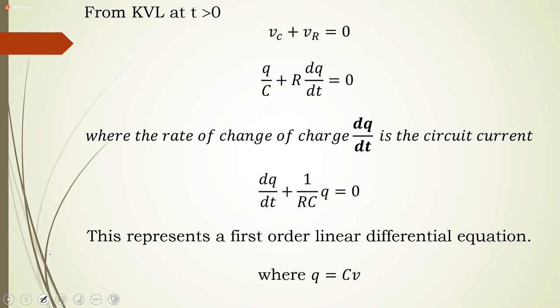Just rearranging, sorry, dividing through by R, I get dQ dT plus 1 over RC times Q, or Q over RC, okay? And so we have here our first order differential equation, where of course Q is equal to CV. So I can substitute for Q in my equation. I know we'll get an expression in V, which is what I'm really interested in. I want to know what the voltage across the capacitor is after closing the switch.